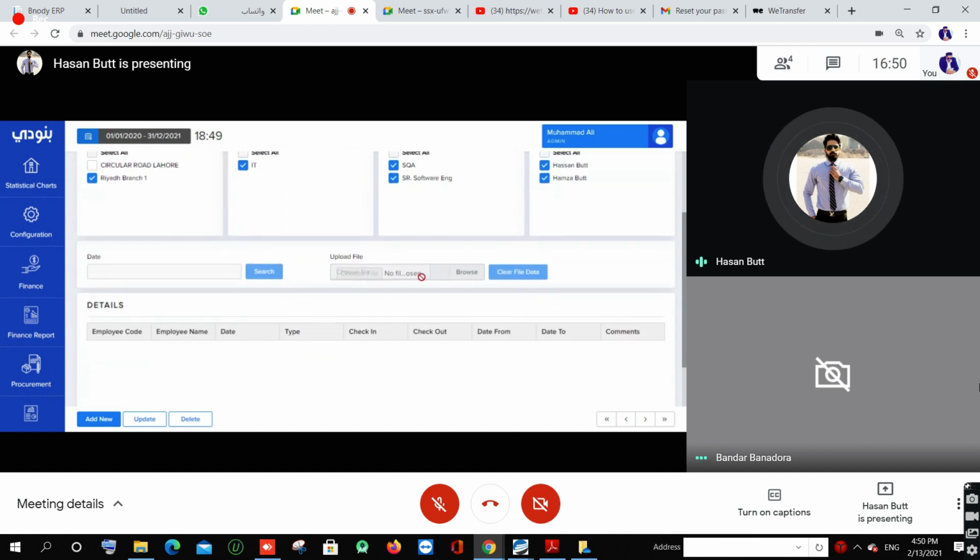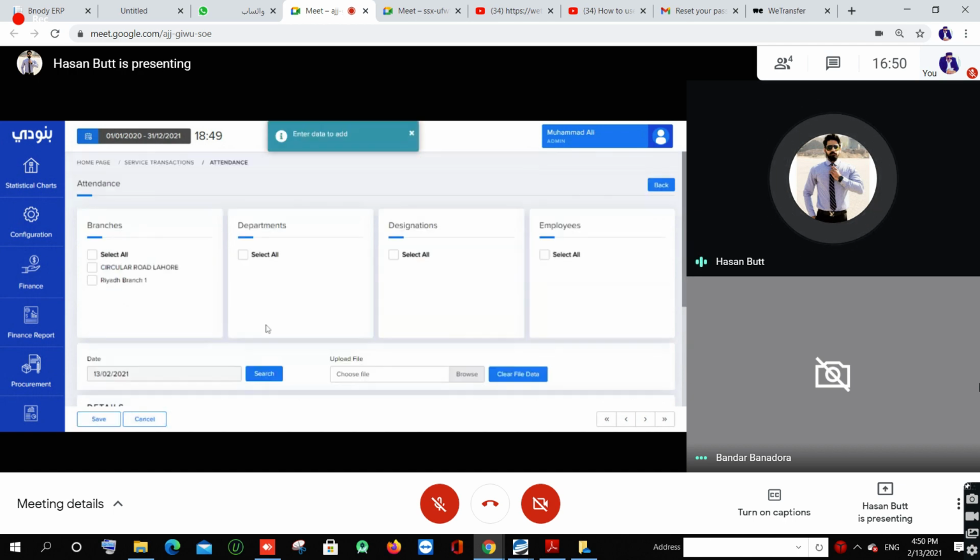Also, you can choose the Excel file as well, just like this format. If you make the Excel file in the same format and upload it here, the attendance will be applied just like this.